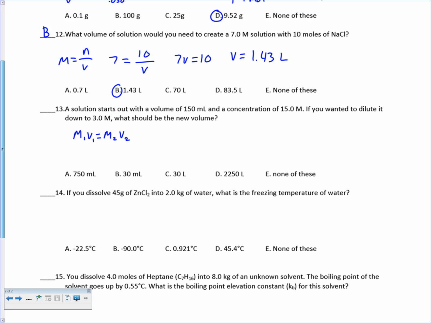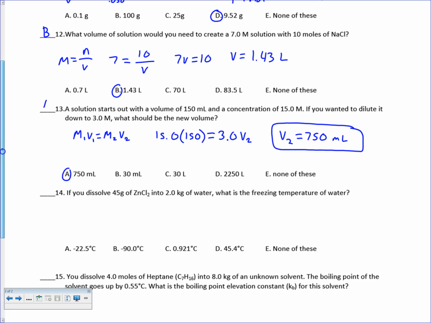This one's not too bad. The first molarity is 15.0 times the original volume, 150, equals the final concentration, 3.0, times the final volume. We're looking for V2. Just take 15 times 150 divided by 3. You get V2 equals 750 milliliters. So that is A.